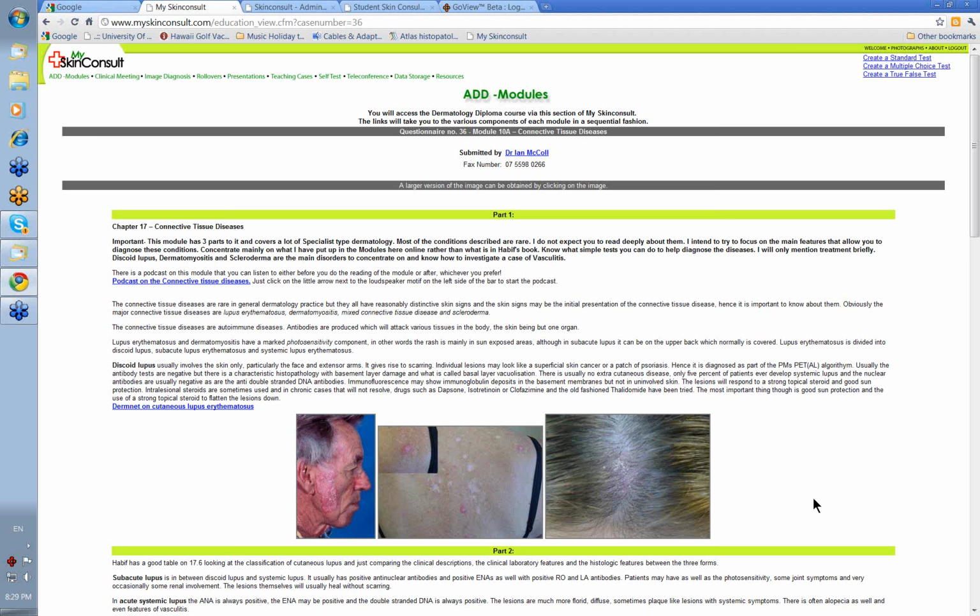Now we're going to talk tonight about the images that you'll find in Module 10A on the connective tissue diseases. A lot of these are in fact specialist-type dermatology, and I don't want you to learn an awful lot about them. I just want you to focus on trying to recognize them, on the features that would make you think of those conditions. Really, I want you to concentrate on discoid lupus, dermatomyositis, and scleroderma.